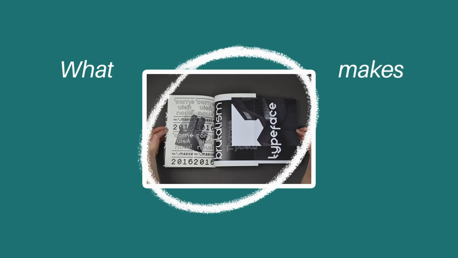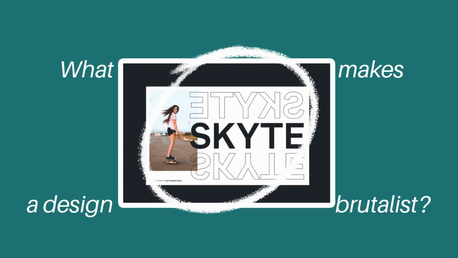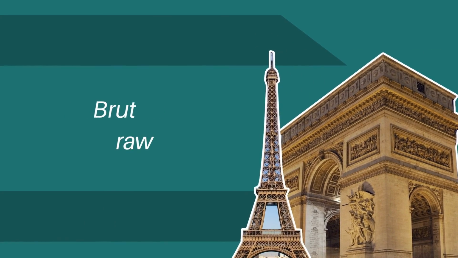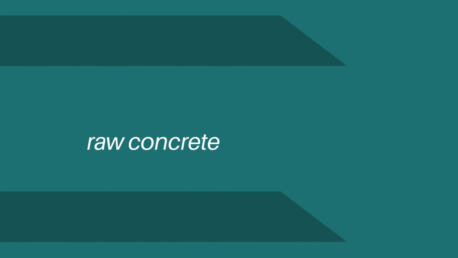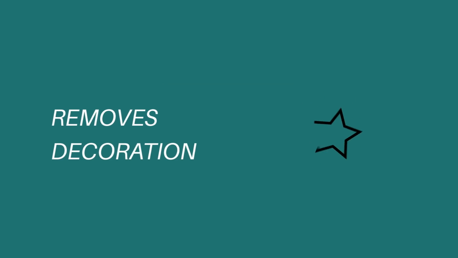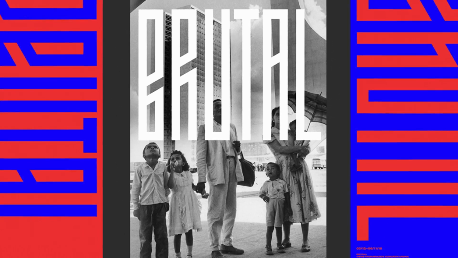But what exactly makes a design brutalist? Let's take a quick look at some key features right now. The word brutalism comes from the French word brut, which translates to raw, and that originates from the architecture where the term raw concrete was actually used in the 1950s style of building. And just like in brutalist architecture, brutalist graphic design removes decoration and it goes with the raw materials that make a website, a poster, or whatever it is that you're designing.